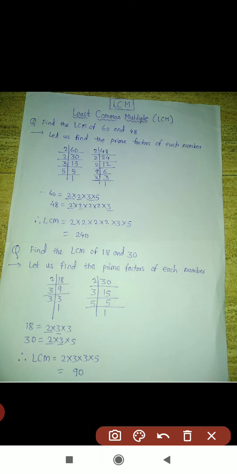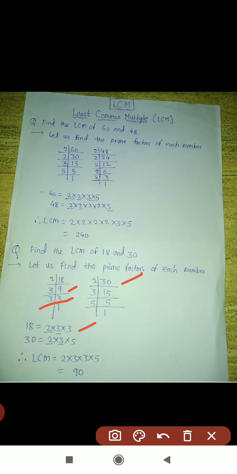Next, find the LCM of 18 and 30. So what are we doing first? Let us find the prime factors of each number. First 18. Just see 18: 2 9s are 18, 3 3s are 9, 3 1s are 1. So what are the factors of 18? 2 into 3 into 3.